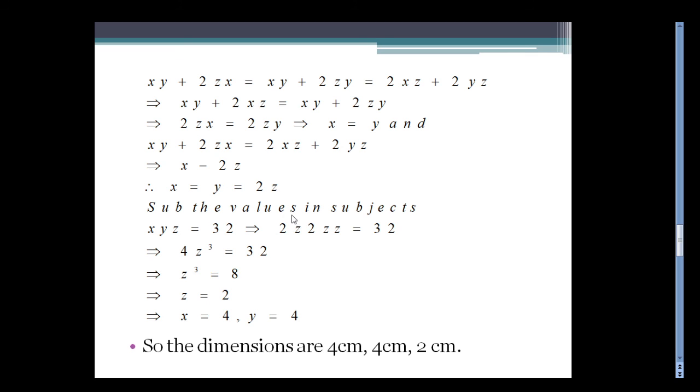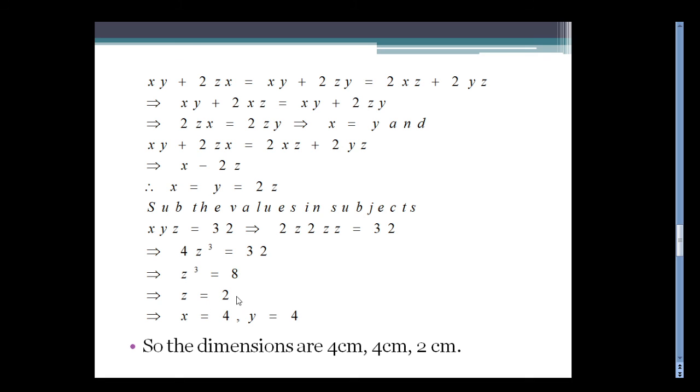Now substituting these values in the constraint condition. What is the condition given in our problem? xyz equal to 32. Substitute x value as 2z, y value as 2z, equal to 32. Now I am getting 4z cube equal to 32. Z cube equal to, bring 4 down, we get 8. So z equal to 2.